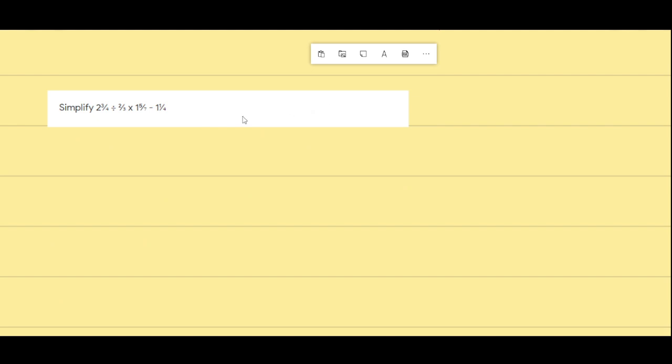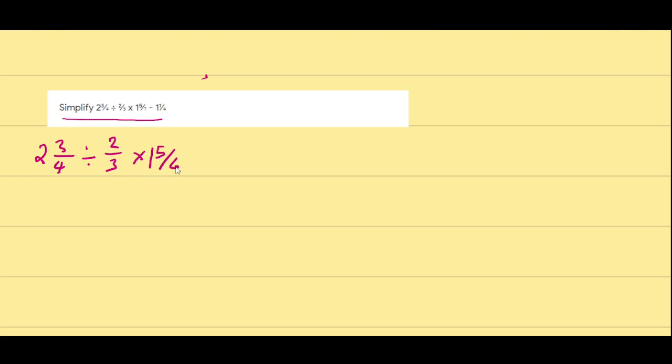Okay, here we are told to simplify this expression. Now whenever we have to simplify fractions that have this 2 and 3/4, let's write the question down first. So we have to simplify 2 and 3/4 divided by 2/3, and then we have to multiply by 1 and 5/7, and then we have to subtract 1/4.